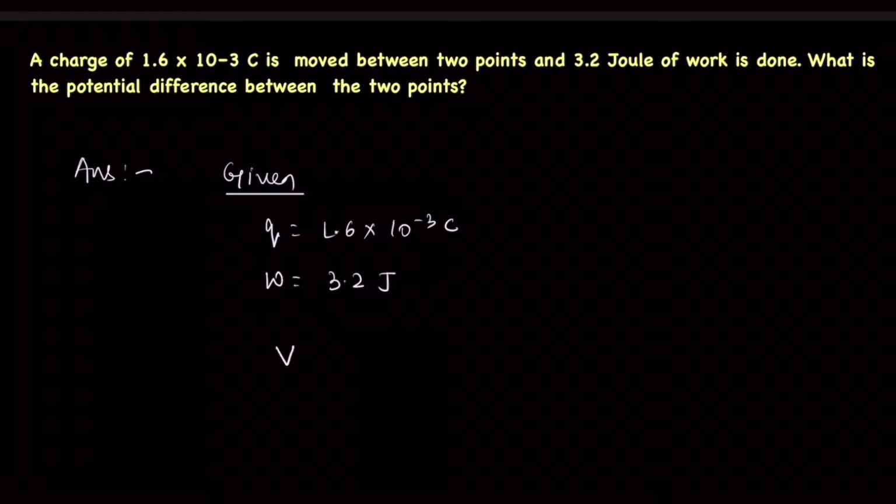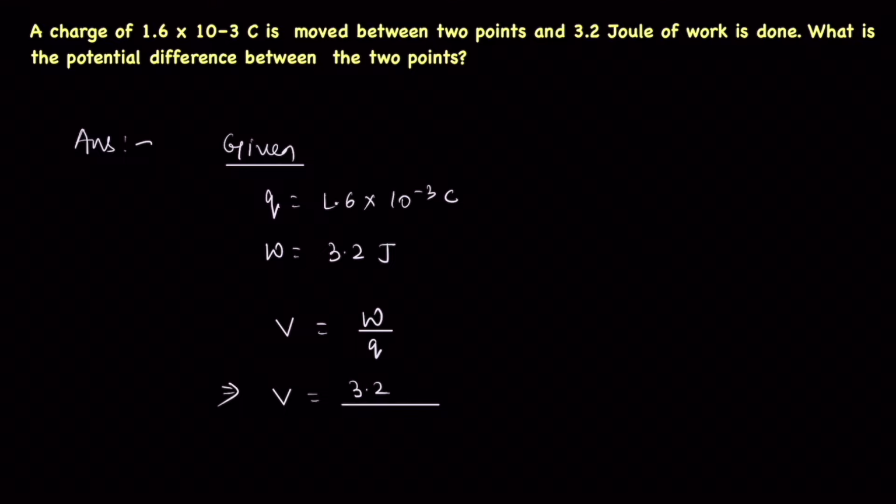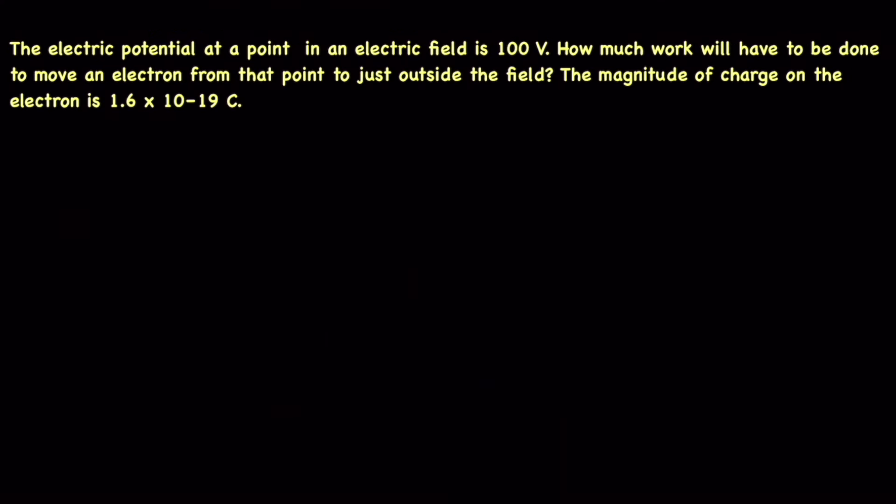The potential difference formula is V = W/Q. If we substitute the values, W is 3.2 and the charge is 1.6 × 10^-3. So it will come as 2 × 10^3 volt. This is the answer. In this question, the electric potential at a point in an electric field is 100 volt. How much work will have to be done to move an electron from that point to just outside the field? The magnitude of the charge on the electron is 1.6 × 10^-19 coulomb.